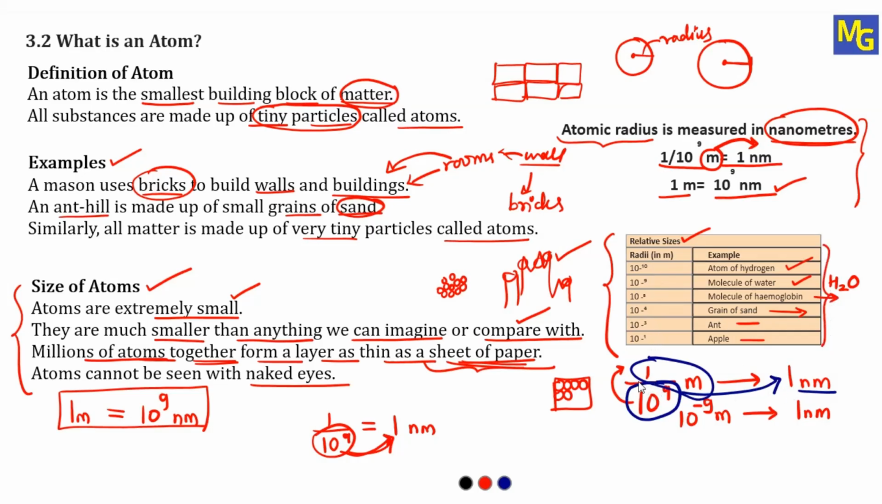So now by seeing the values of their radii, you can imagine the size of each and every particle. So this was about the size of an atom. Now we'll see the next slide.